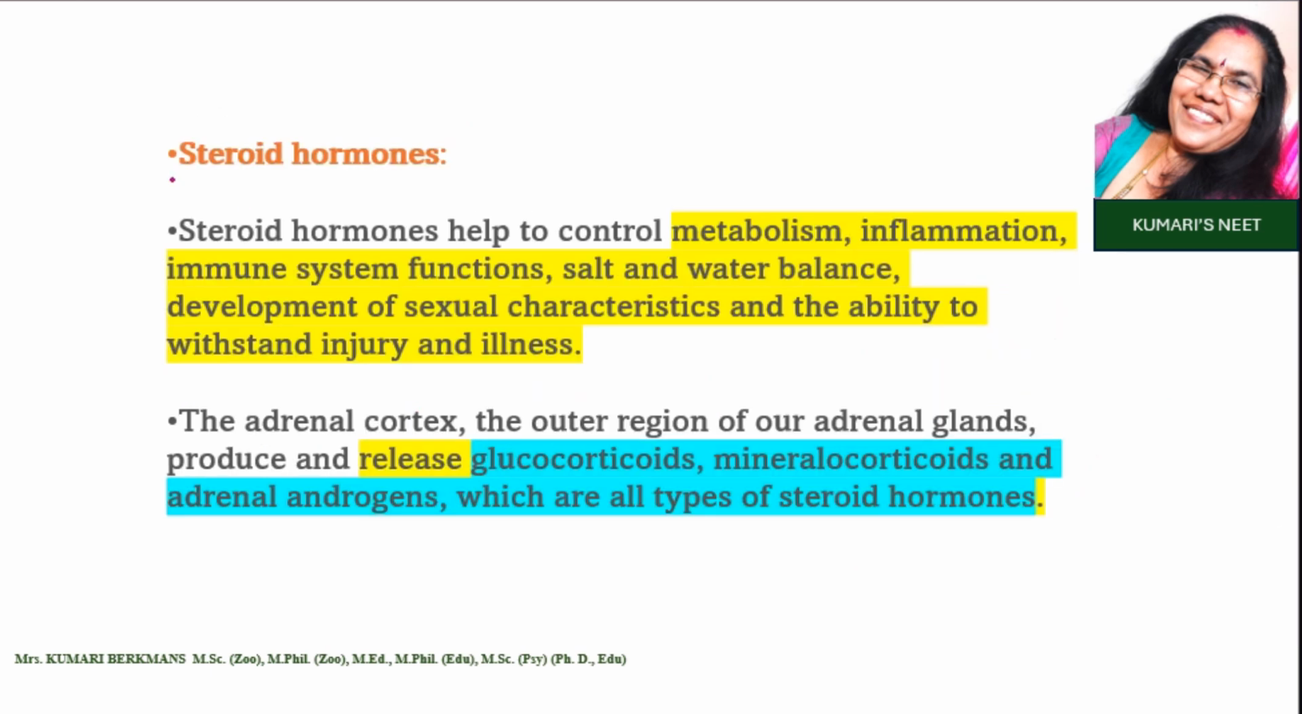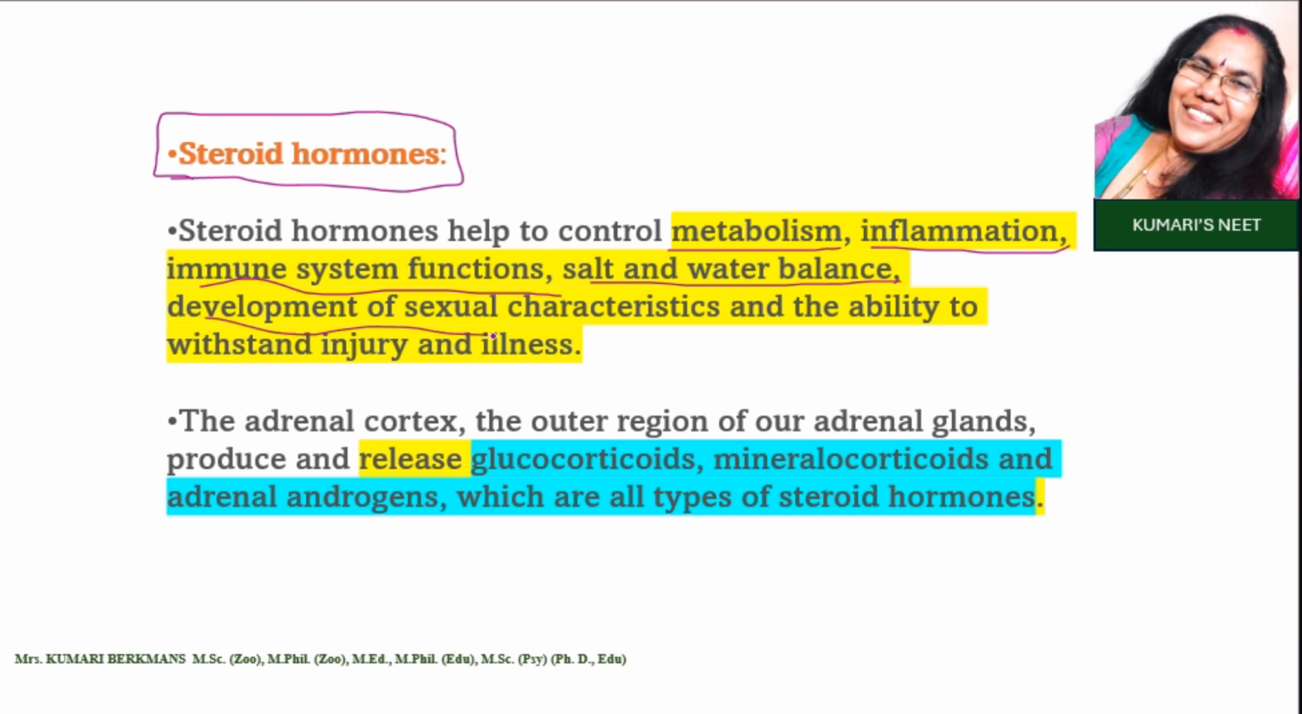Now, steroid hormones. What are the hormones called steroid hormones? The hormones which dissolve in fat are called steroid hormones. This also we have seen, isn't it? They control metabolism and inflammation. I have shown you what inflammation is. They also control immune system function, and salt and water balance. This everything we have seen, right?